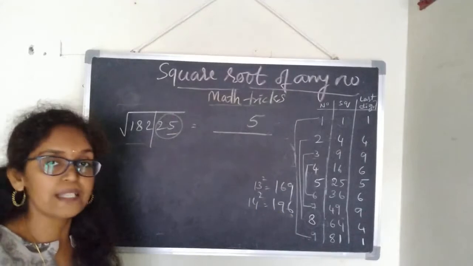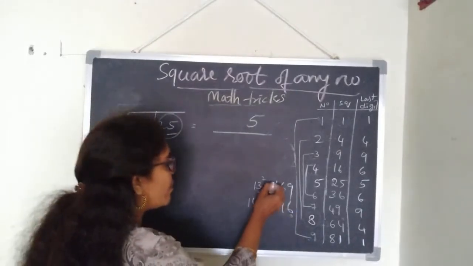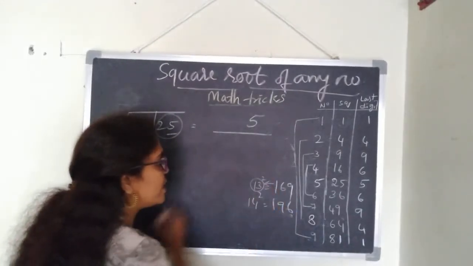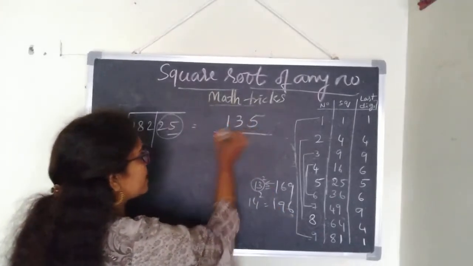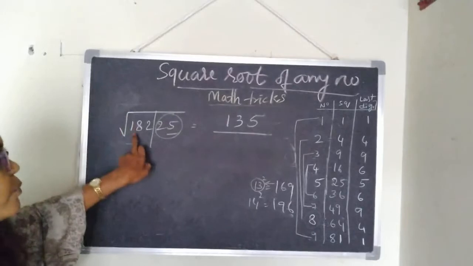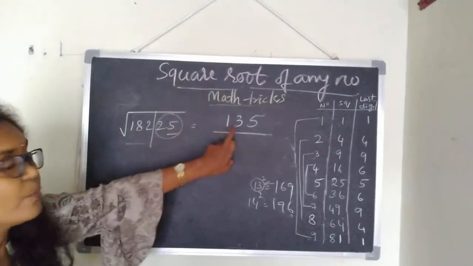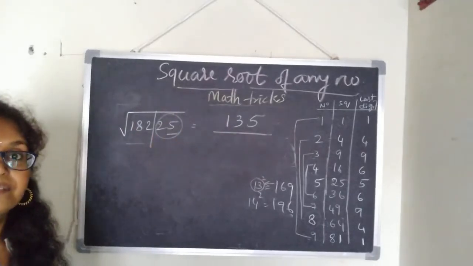In these two numbers, which is the smaller one? 169. 169 is the square of which number? 13. So our first digits are 1, 3. So the square root of 18225 is 135. Understood?